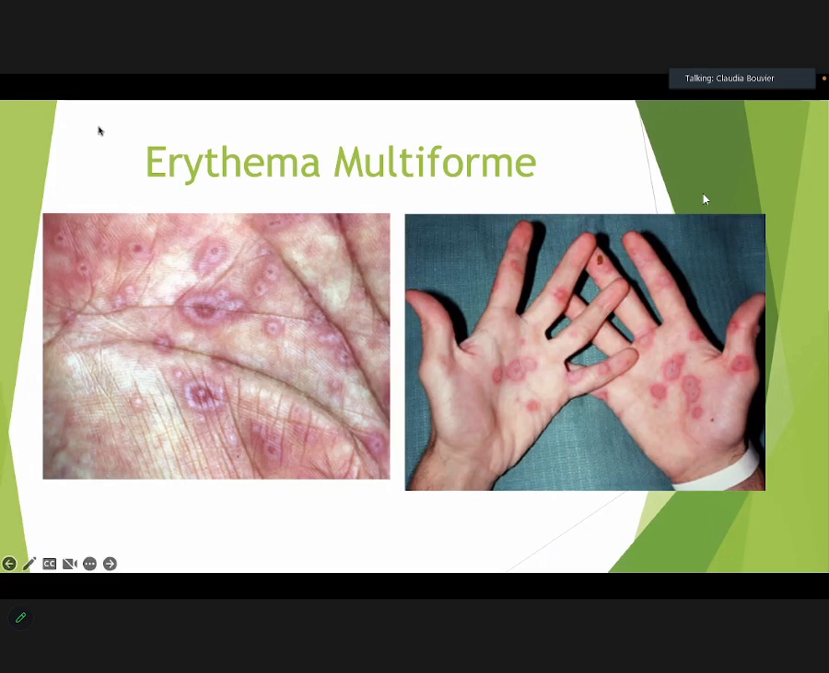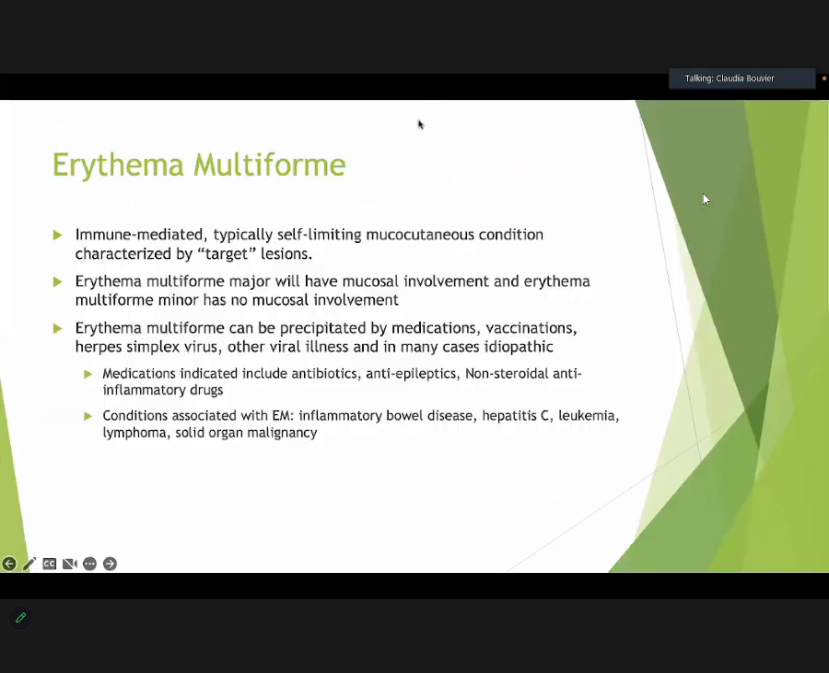You see that target lesion where it's darker in the middle, then light, then a little darker, and then light again. We call it a target because it looks like a target. Erythema multiforme is an immune-mediated disease. It's typically self-limited. It involves the skin as the predominant organ system, and it's characterized by these target lesions.